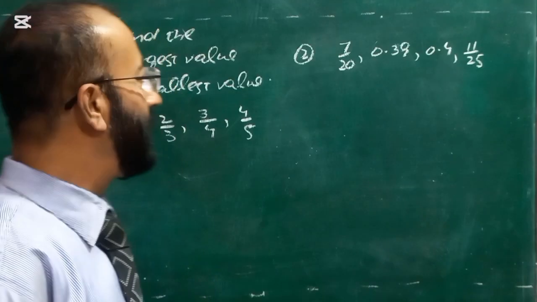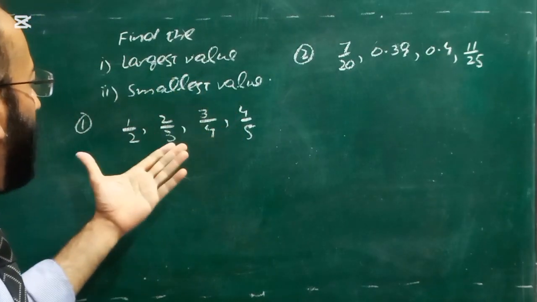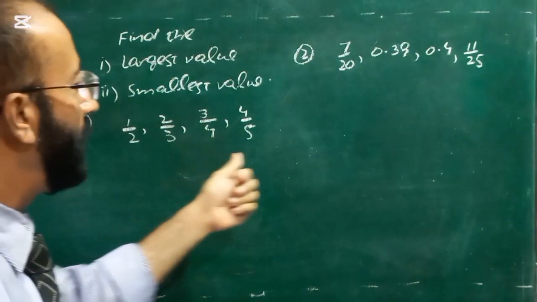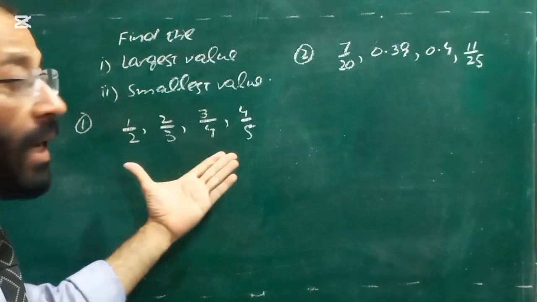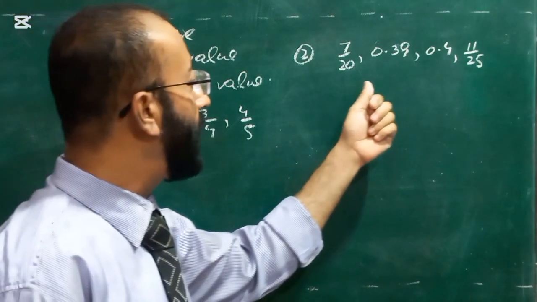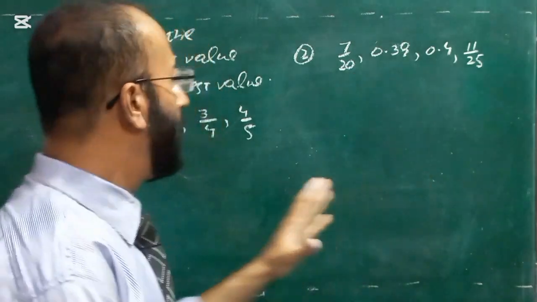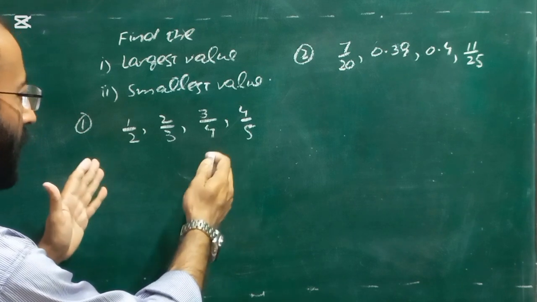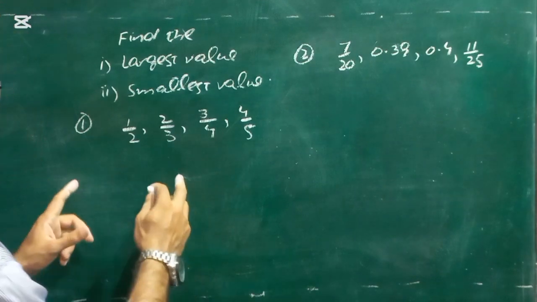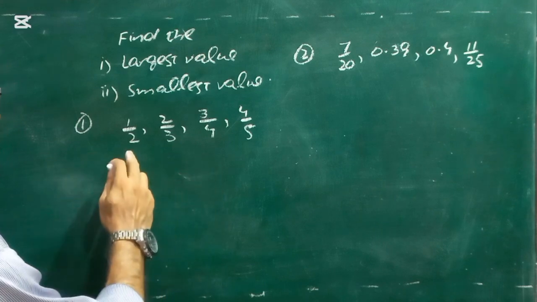Here is a question. Find the largest value and the smallest value, and here are two questions. One is this one and one is this one. In the first question, unlike fractions are given, and in the second question, decimals and fractions are mixed. So whenever unlike fractions come, the first thing to decide which one is the largest and smallest, we have to take the LCM of the denominators.